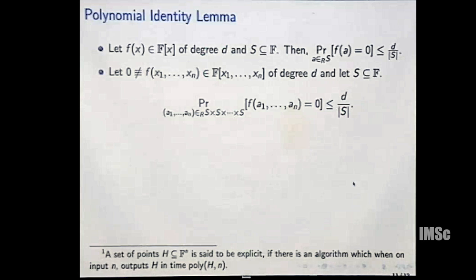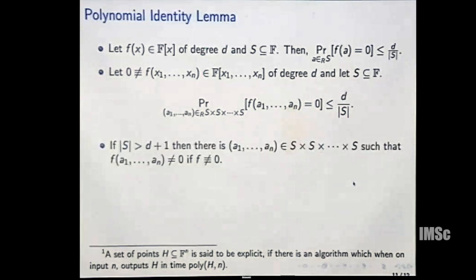So this is not hard to prove. The base case is the univariate, which we have already done. You have to assume the inductive hypothesis, and then you can prove it by induction. So what does this say? If I pick a1 to an from a reasonably large enough set, so if the cardinality of S is like d plus 1, then there is definitely a point such that f of a1 to an is actually non-zero if f is not identically 0.